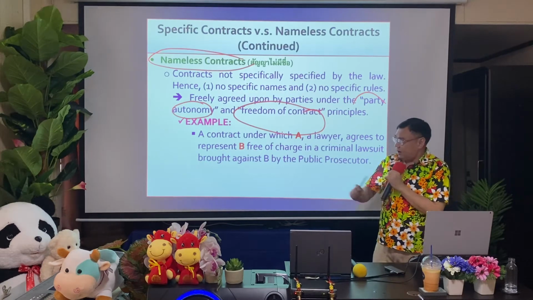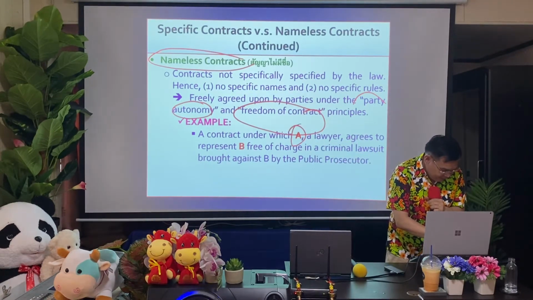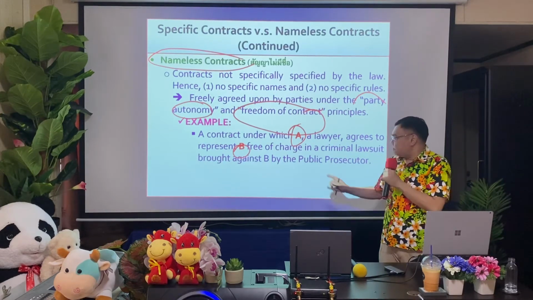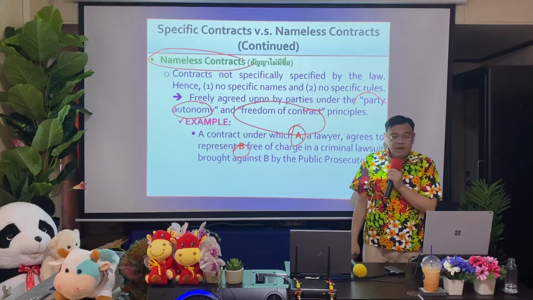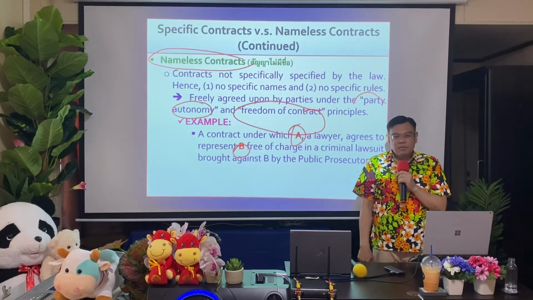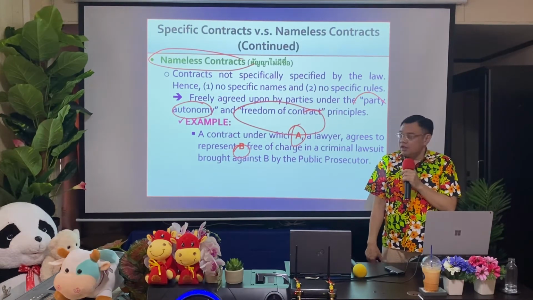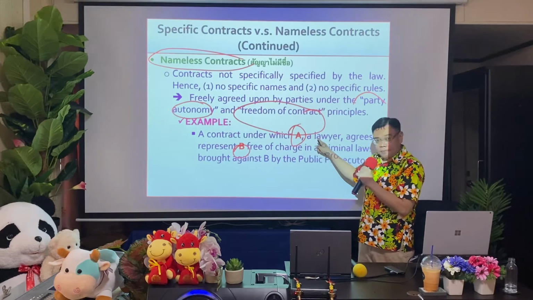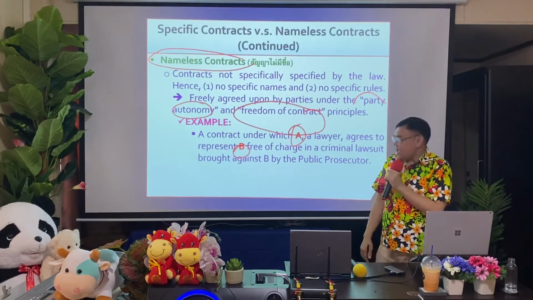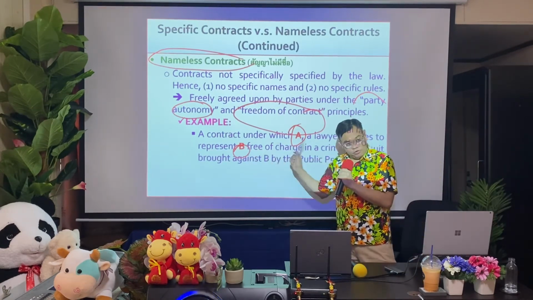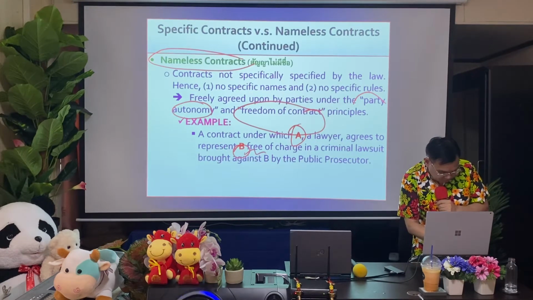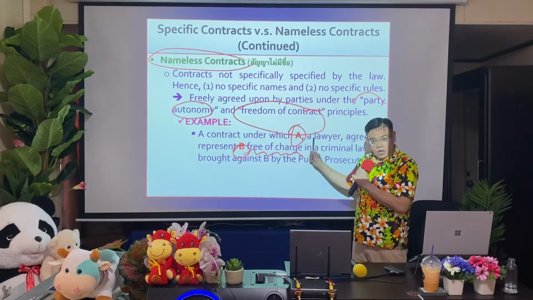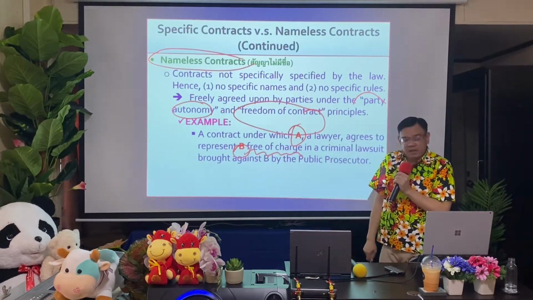I'm going to give you one example here. Let's suppose that we have a contract between A and B. A is a lawyer. Let's suppose that B is accused of having done something wrong, and B cannot afford a lawyer. Let's say that B is rather poor, and B is in need of a lawyer, but B cannot afford one, so A tries to help B. A agrees to do what? A is a practicing lawyer, so A agrees to help B. A agrees to represent B in courts free of charge. A does not charge any money from B. A agrees to be B's lawyer.